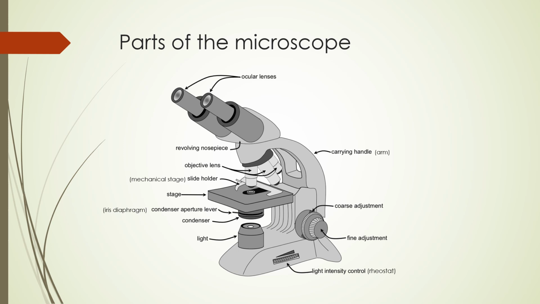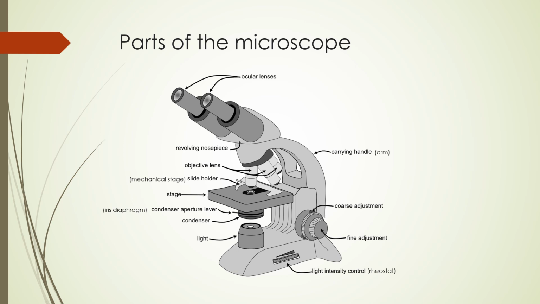Below the objectives, we have the slide holder, which is also known as the mechanical stage. Below that, we have the stage. Below that, we have the condenser, and on the condenser, we have a little lever known as the iris diaphragm. And then below the condenser, we have the light source.